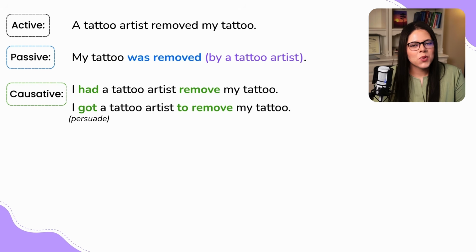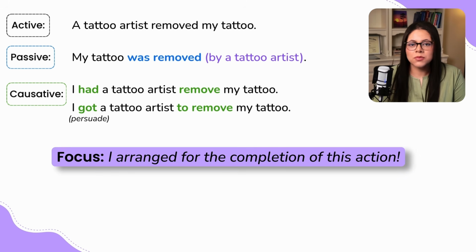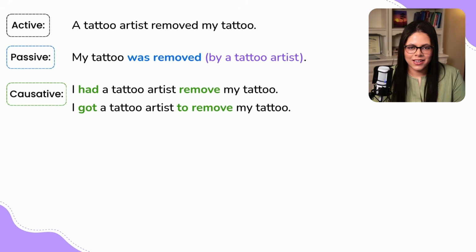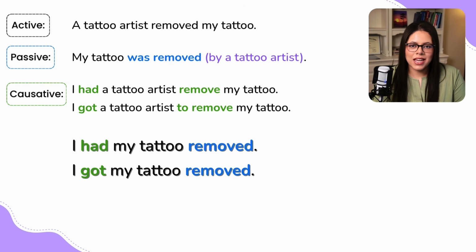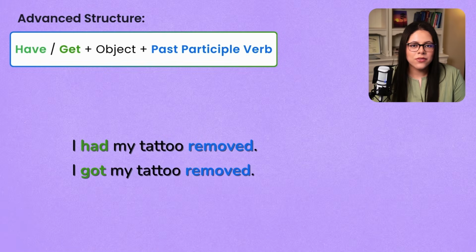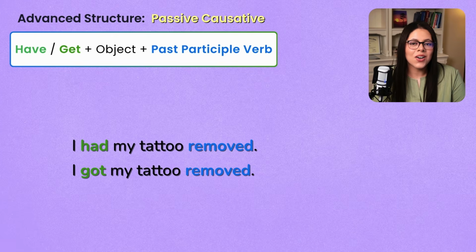Now, let's change the focus a little bit more, because remember what we said earlier. We still don't care about who removed the tattoo. The only important thing here is that I arranged for the completion of this action. So grammatically, how do we express all of this? We have two options. I had my tattoo removed, or I got my tattoo removed. Have or get plus object plus past participle verb. This is called the passive causative.